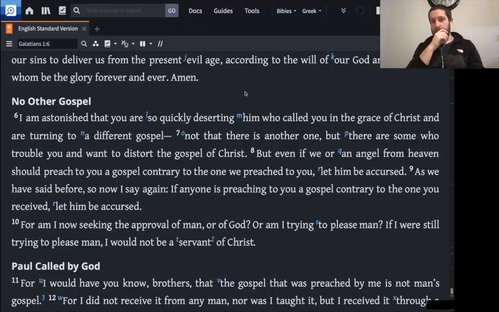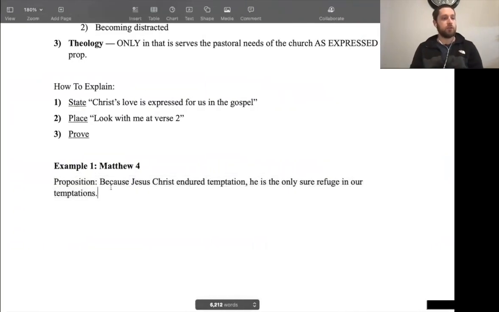Okay, so let's finish up our lesson on explanation points. We used Matthew 4 as an example. Let's get into the next methods of explanation. So what are some ways that we explain? What are some methods of explanation?